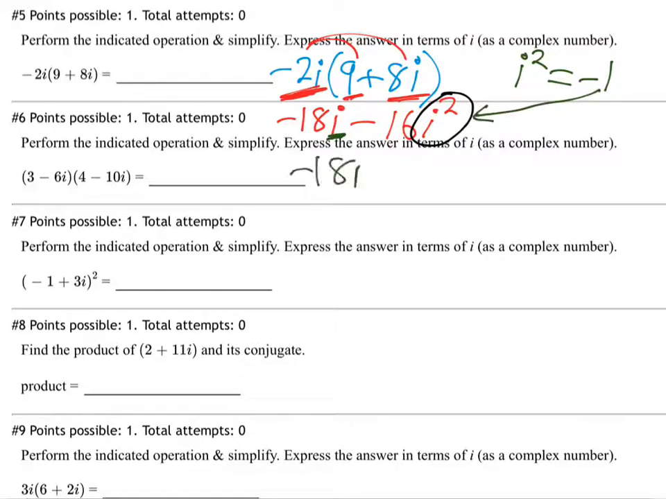So you got -18i minus 16 times -1, which is plus 16, and we're done. So if you didn't understand all that other stuff, don't worry about it. Just remember, anytime you see i squared, put in a -1. We never leave i squareds. We just pop in a -1. They are just -1.